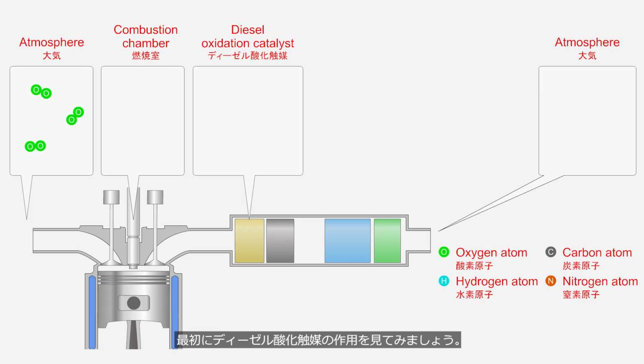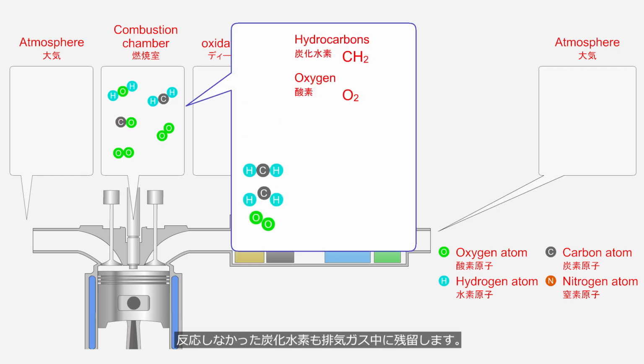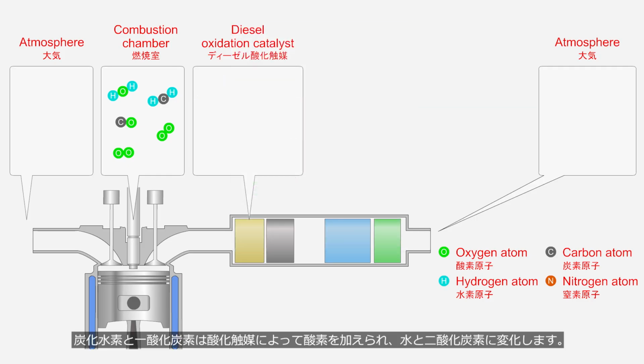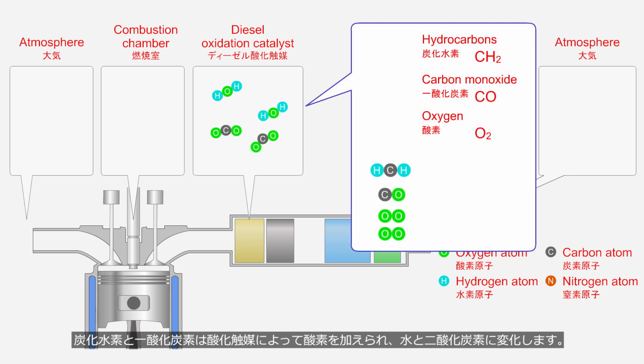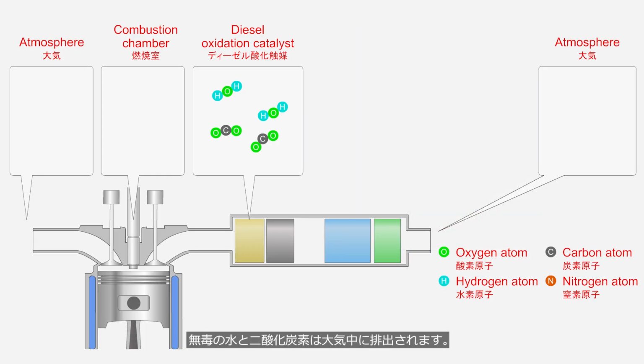First, let's take a look at the action of the diesel oxidation catalyst. Diesel fuel is injected into the combustion chamber, where oxygen has been drawn in. The main component of diesel fuel is hydrocarbons. Oxygen reacts with hydrocarbons, producing carbon monoxide, while unreacted hydrocarbons remain in the exhaust gas. Hydrocarbons and carbon monoxide are oxidized by the catalyst with the addition of oxygen, converting into water and carbon dioxide. Harmless water and carbon dioxide are released into the atmosphere.